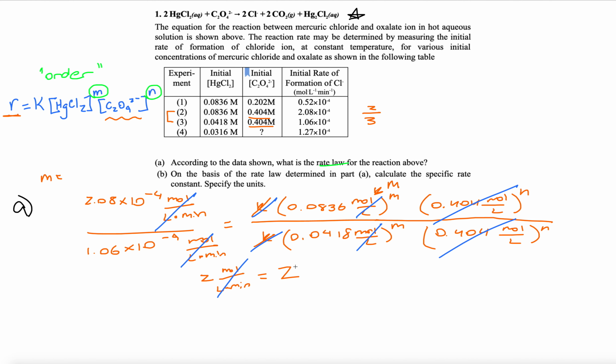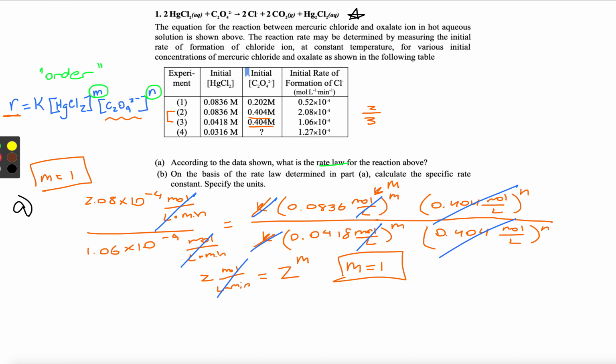So we have 2 equals 2 to the m power. That m power is going to stay. So 2 equals 2 to the m power. What does that mean m has to be? M has to be 1, therefore. 2 to the first power is equal to 2, so therefore m has to be 1. So there we go. We found m.